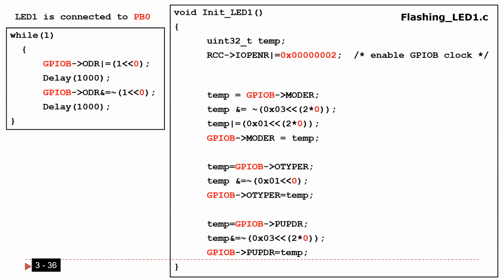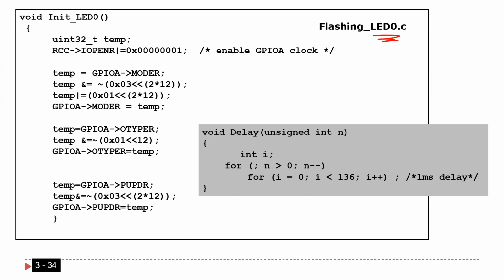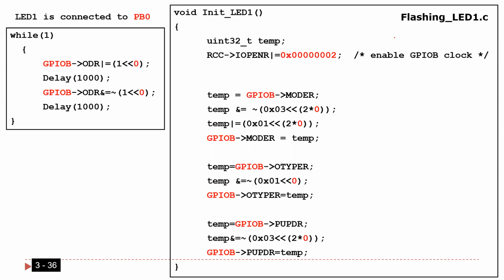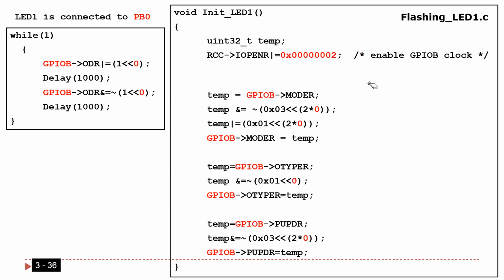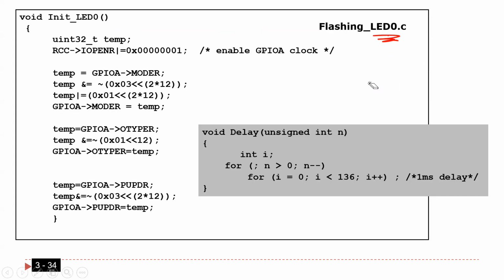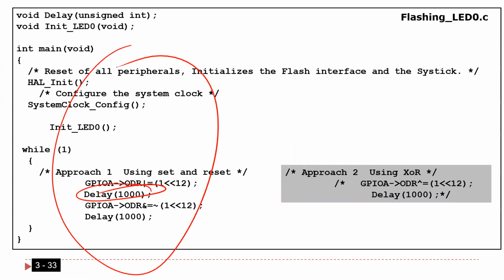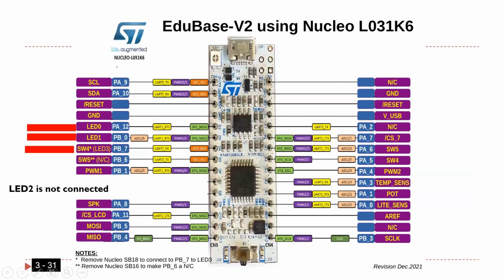Now here also, I already made another program. This one was flashing LED 0. On the course website, you already have programs to make flashing for LED 1. As you see here, guys, if you look at the code, I'm not going to explain the code again, because this code is identical, exactly the same thing. The only difference is that for LED 0, I have to work on PB12. For LED 1, I have to work on PB0. That's it. This is the only difference.